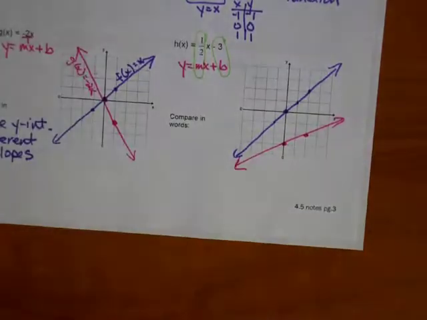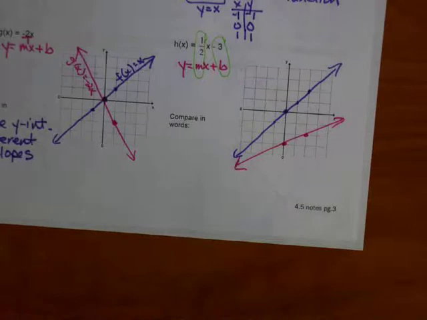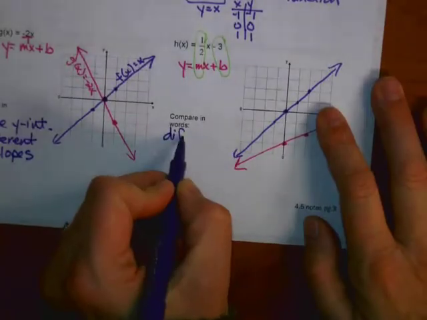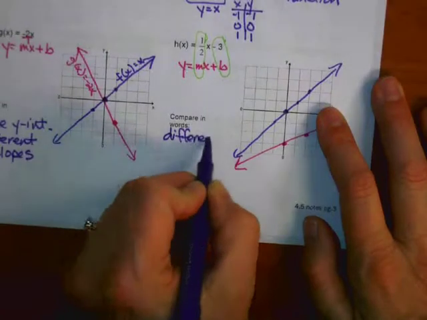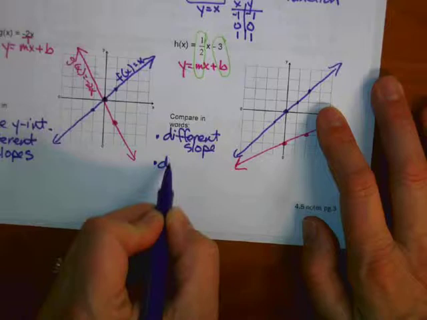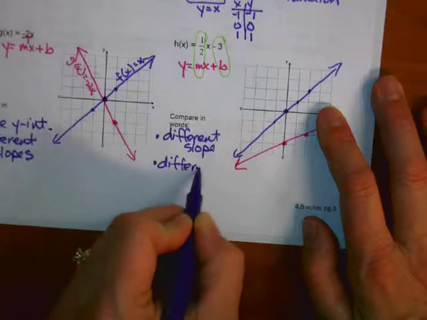Okay, what can I say about these two graphs? How are they different? Basic, very basic. Different what? Two things. What can we say? Two things. Different slope. Thank you very much. And a different y-intercept. And that's all you gotta do.